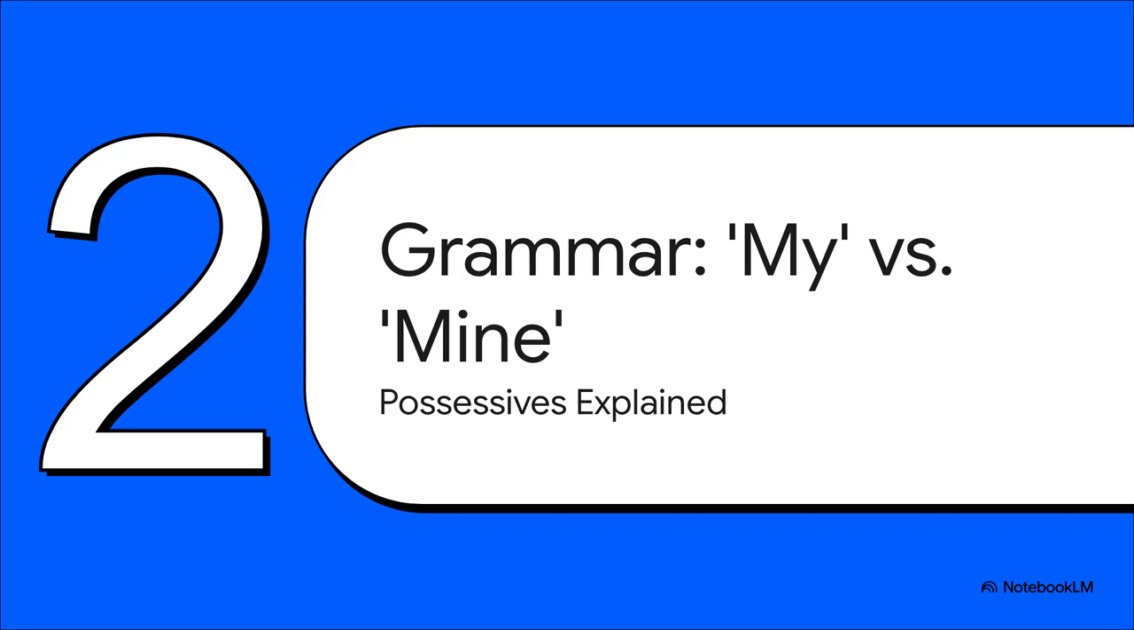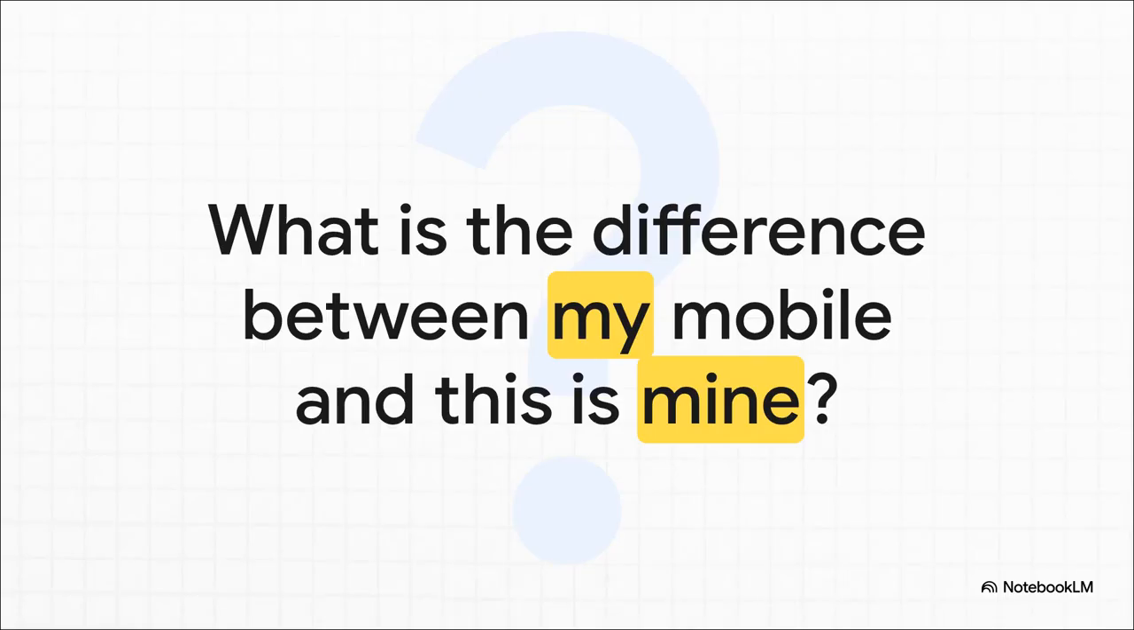grammar a little bit. We're going to zoom in on something called possessives, specifically figuring out the difference between using my and mine. And trust me, getting this right will make your English sound so much more natural. So let me ask you a question. What's really the difference between saying, this is my mobile, and this mobile is mine? They sound so similar, don't they? But there's a really important little difference in how they work. Let's break it down together.